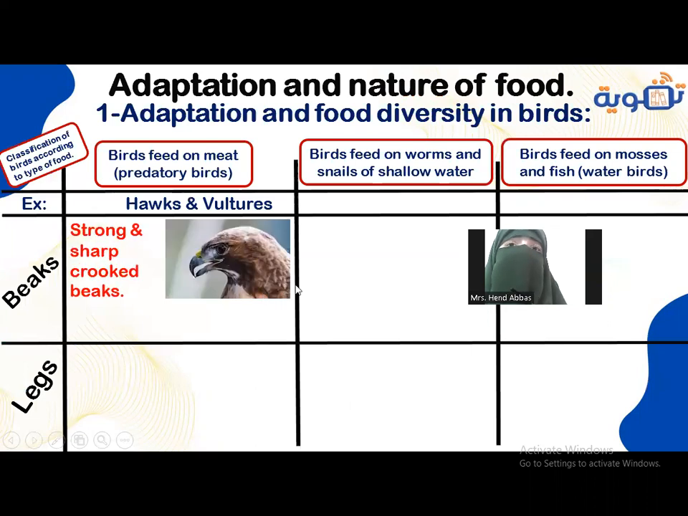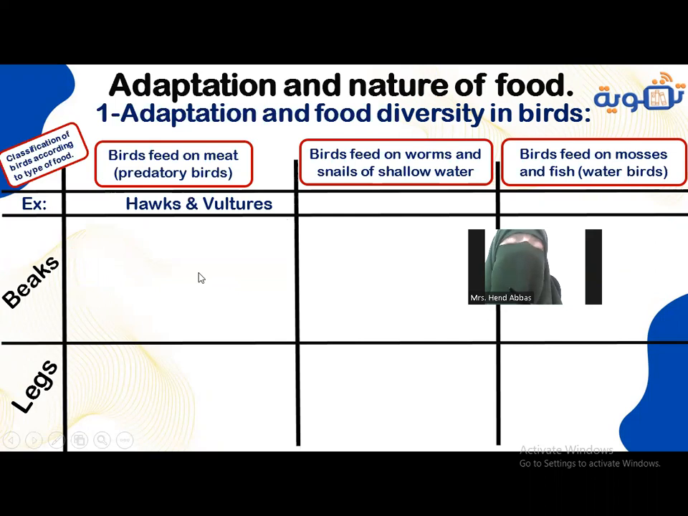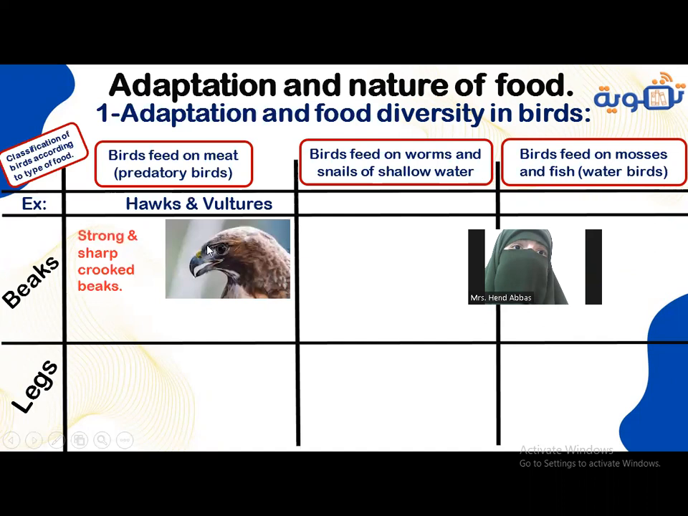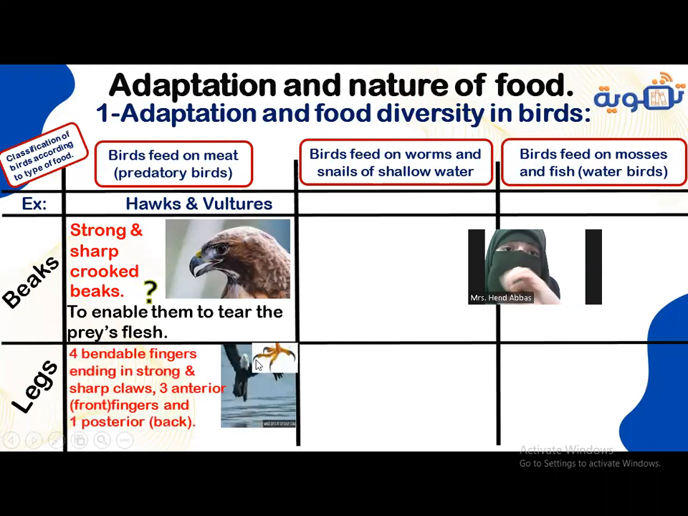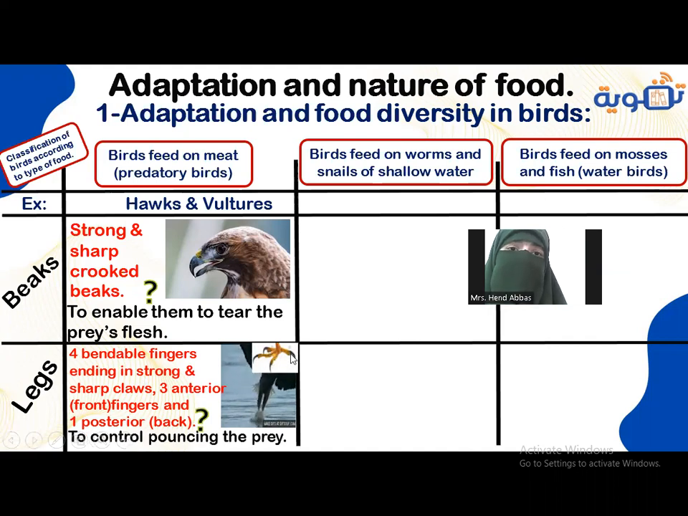Okay, what about the birds? Birds live in different environments, and they also feed on different types of food. The predatory birds have a strong, sharp, crooked beak. Why? To tear meat. What about their legs? They have 3 anterior bendable fingers and 1 posterior, 4 bendable sharp fingers with sharp claws. Why? To help them pounce and catch the prey. Okay, 3 anterior and 1 posterior.